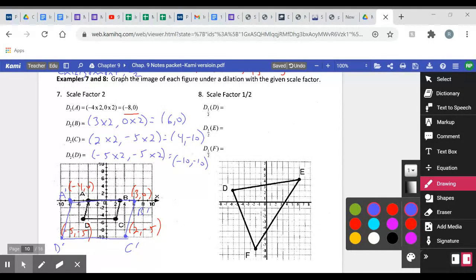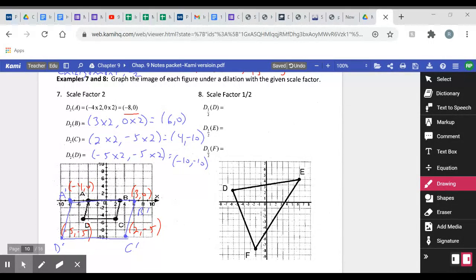Okay, same idea on number 8. If you want to try this one by yourself, feel free to do that, and then you can get back on and check your answers. That's what we did in class, they did some practice on their own. So again, I need to know what the original ordered pairs are. In this case, for D, I've got the point -6, 2. I've got the point 6, 4. And I've got the point -2, -8.